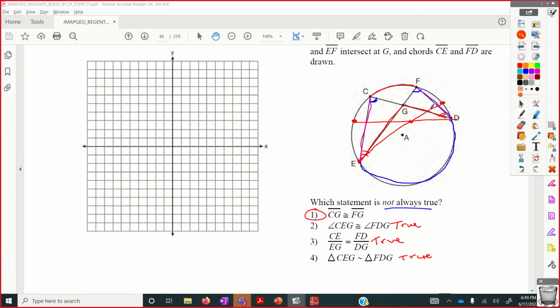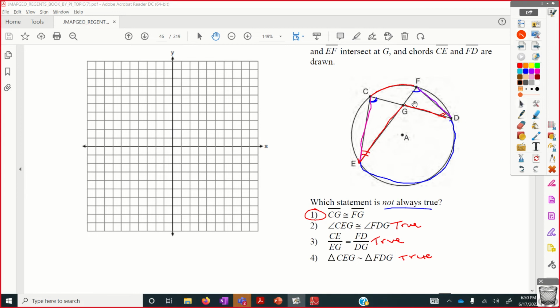And these two lines are going to change sizes. They don't always have to be the same, depending on where I move this point. So if you think about moving F right up here instead, and C, we'll call this C prime over here, you can see this is way less than that is. You get the idea. So these two lines are going to change depending on where these points go. However, those angles are always going to be the same, no matter what. And that's key. So that's why it's choice number one.